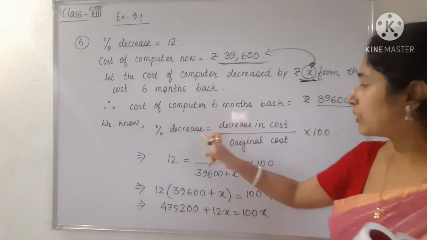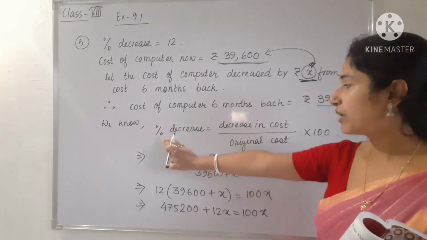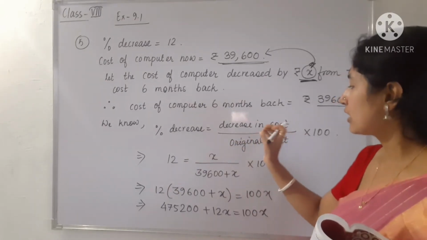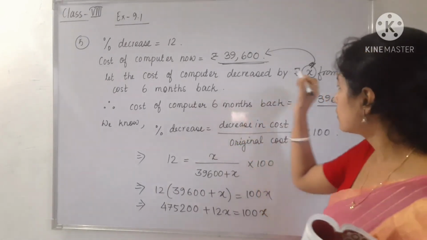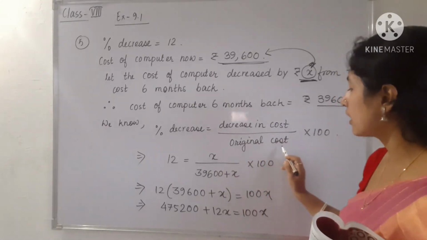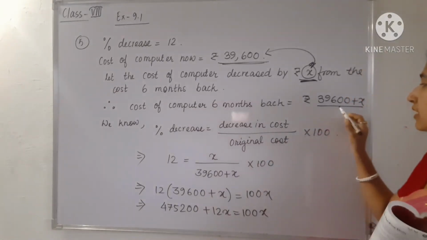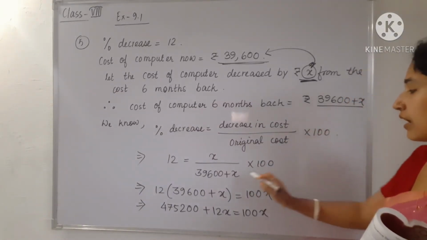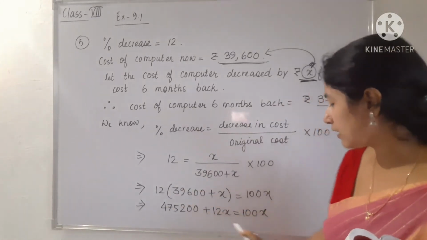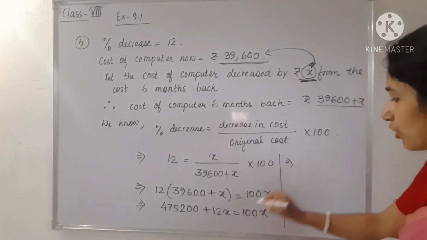So we know that the percentage decrease is equal to decrease in cost by original cost into 100. So in place of percentage decrease we have to put 12. Decrease in cost, that means the amount that is decreased, is rupees x. We put that in the numerator, and the denominator will be the original cost. The original cost, 6 months back, will be 39,600 plus x, into 100. So now just transpose this to that side, so we'll get this much. After solving this equation, next you have to transfer 12x to that side.